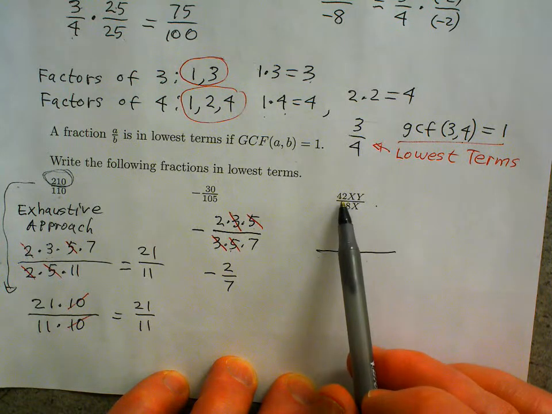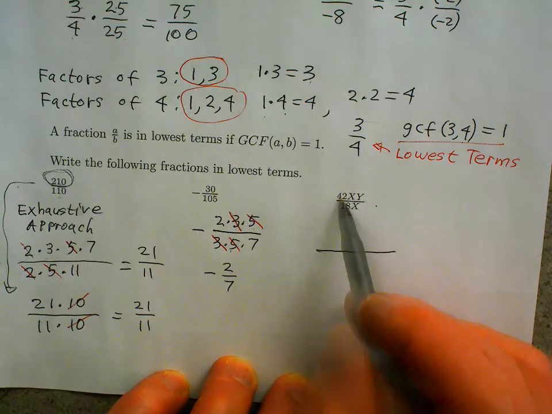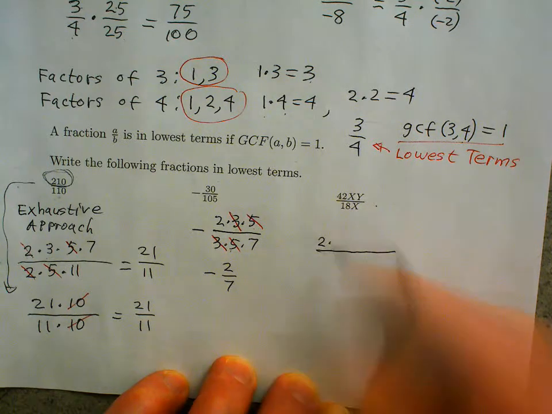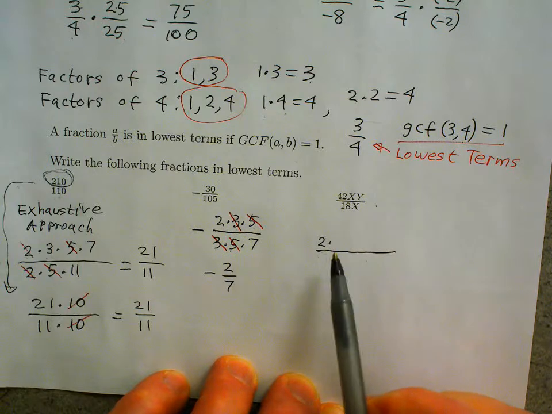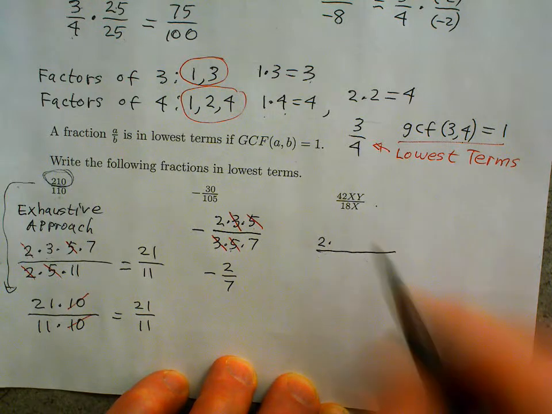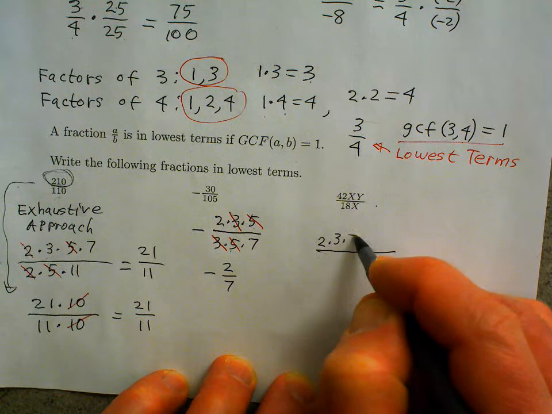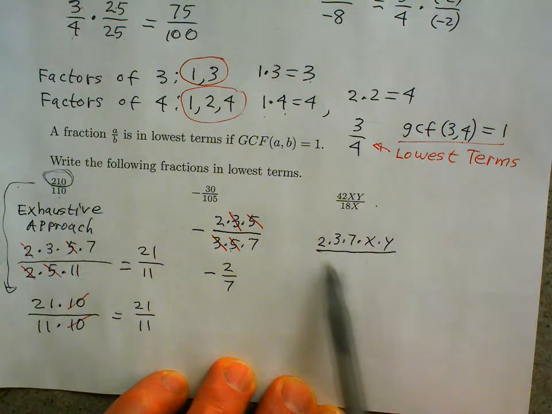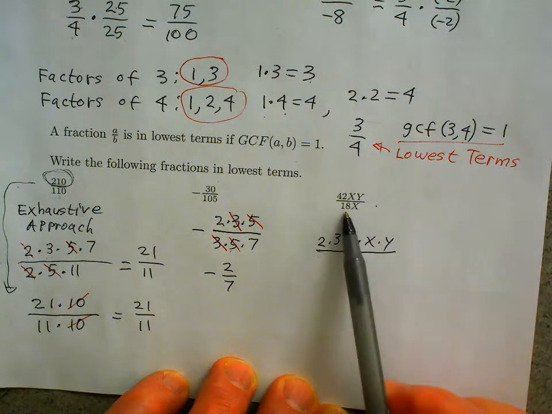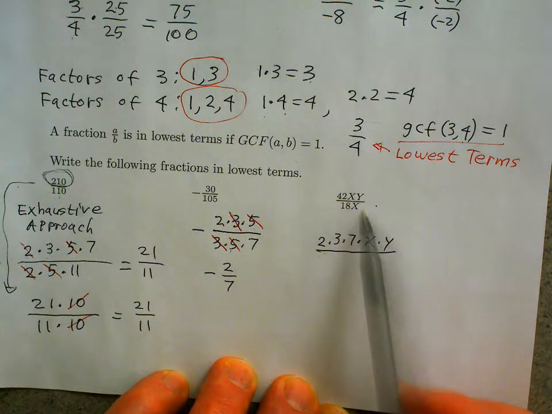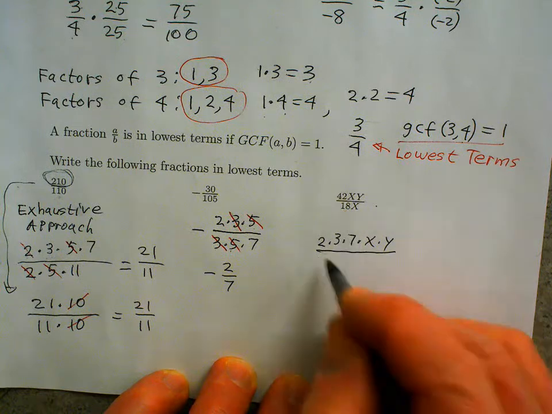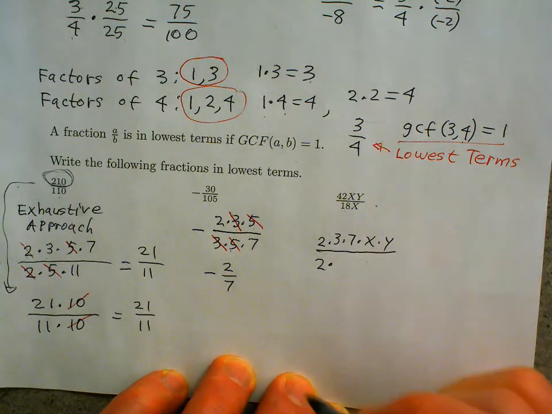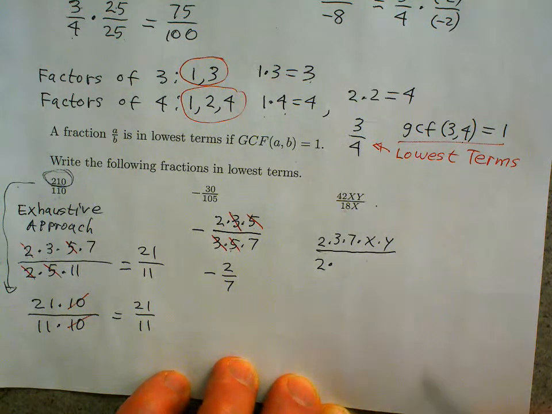So the prime factorization of 42: 2 times 21 is 42, and then for 21, 3 times 7 is 21, and then x times y. Then in the denominator, 18x, 2 is a factor of 18. 2 times 9 is 18, and 9 is 3 times 3.